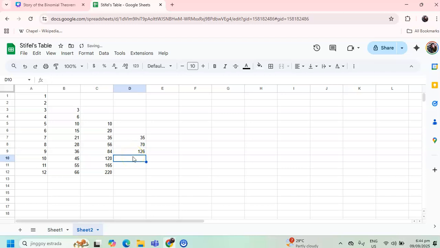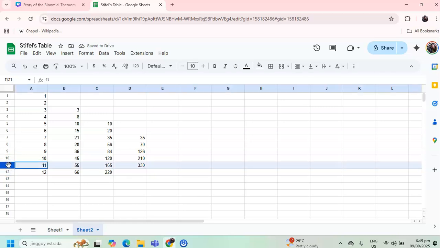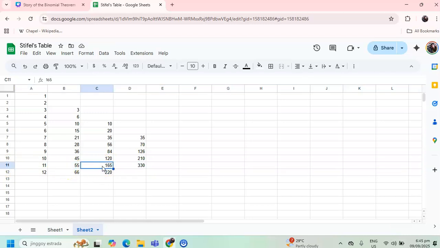And then for cell D10, go up, previous column, add the last two numbers. That's 84 and 126, that's 210. Okay, and then for D11, go up, previous row, last two numbers 120 and 210, add them up, so we have 330. And lastly for D12, go up, previous row, last two numbers 165 and 330, add them up, we have 495.